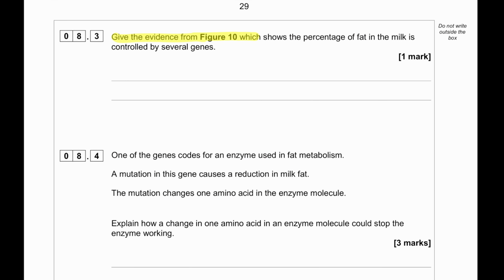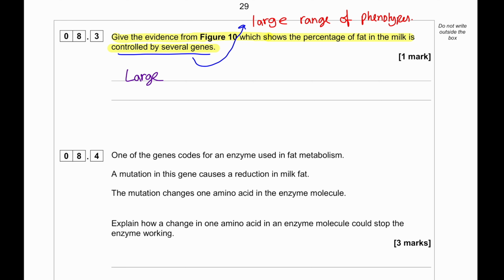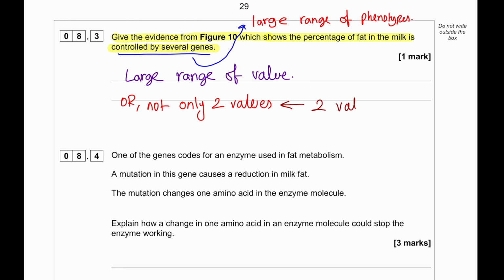Give the evidence from figure 10 which shows the percentage of fat in the milk is controlled by several genes. When a factor is controlled by several genes, it has a large range of phenotypes. A typical example is height in humans. So the answer will be a large range of values, not only two values, but in-between values as well, in the range starting from 2.4 to 4.8.